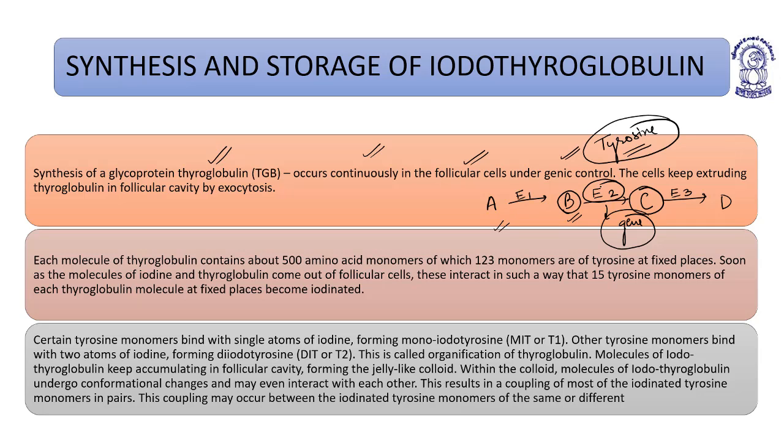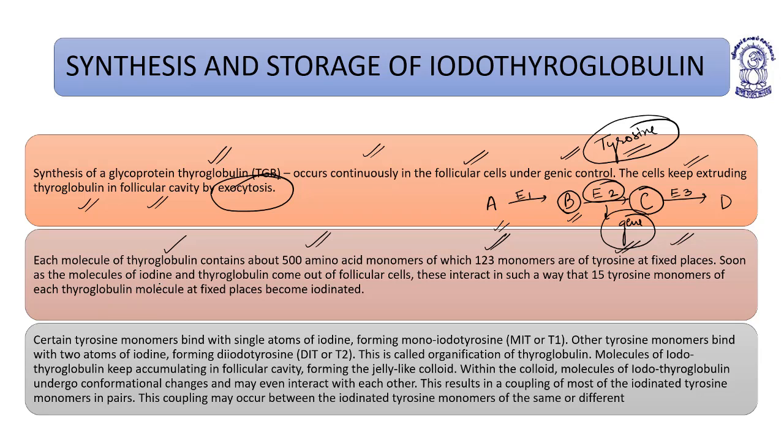Tyrosine metabolic pathway. The cells keep excluding thyroglobulin into the follicular cavity by exocytosis. So synthesis of glycoprotein thyroglobulin occurs continuously in follicular cells under genetic control. Each molecule of thyroglobulin contains about 500 amino acid monomers, of which 123 monomers are of tyrosine at fixed places.